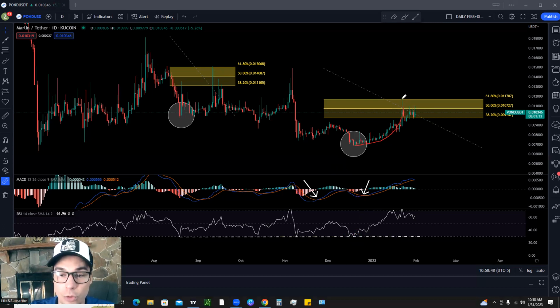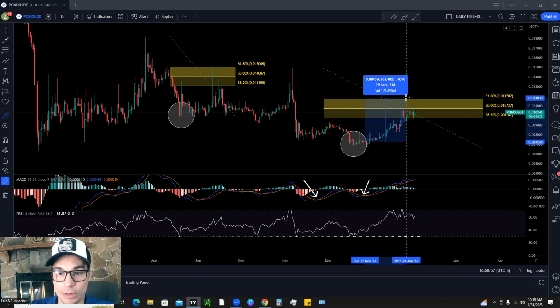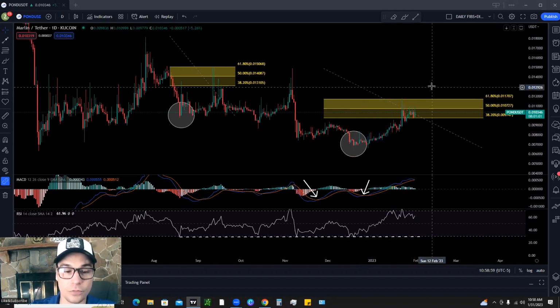And sure enough, what do we do? We rally up very nicely, right? We got a very nice move. If you take a look from the MACD entry signal, which was right here, up to the highs, that was a 63% move. Very strong move.